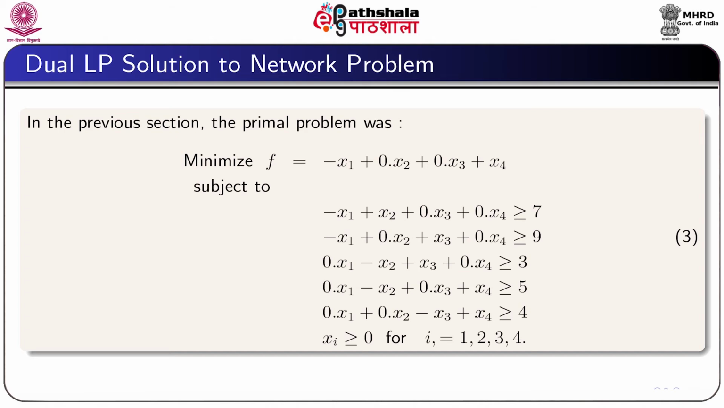In the previous section, the primal problem as derived was minimize f equal to minus x1 plus 0x2 plus 0x3 plus x4 and subject to the constraints as shown in this slide.